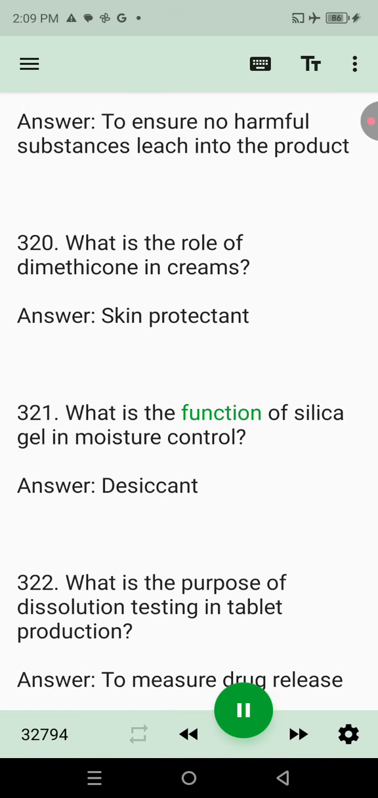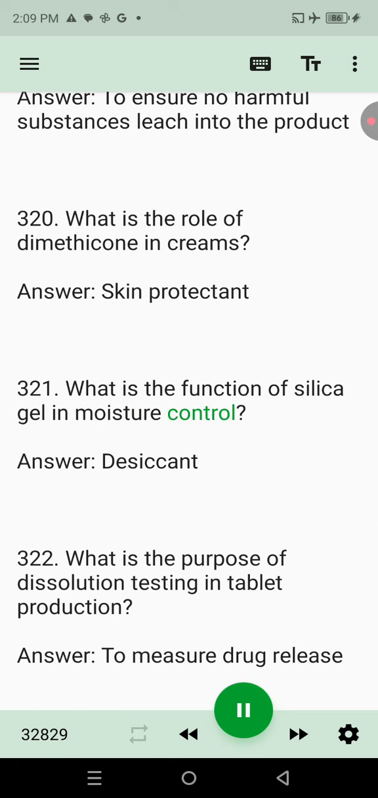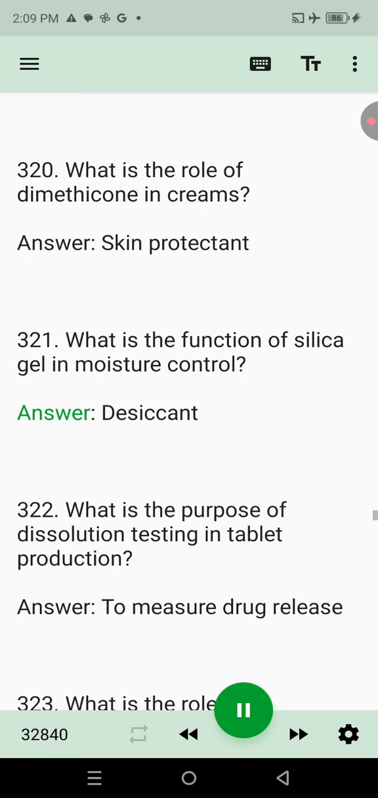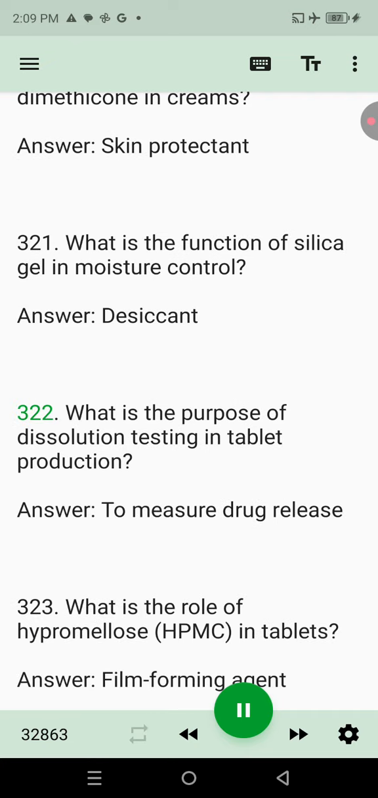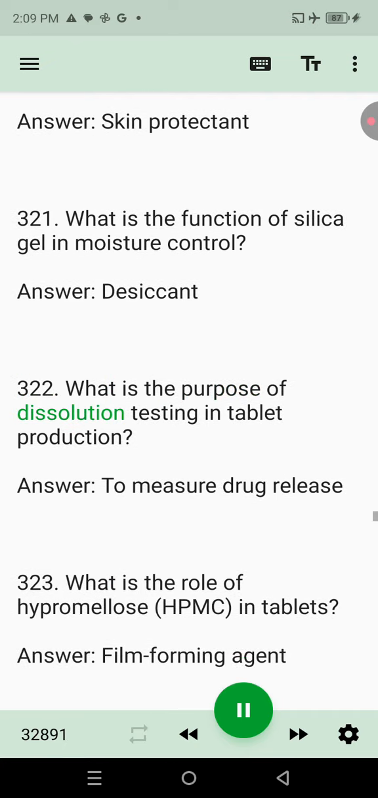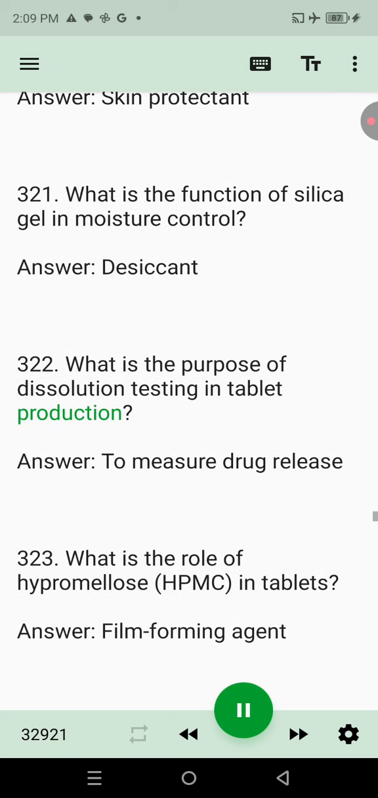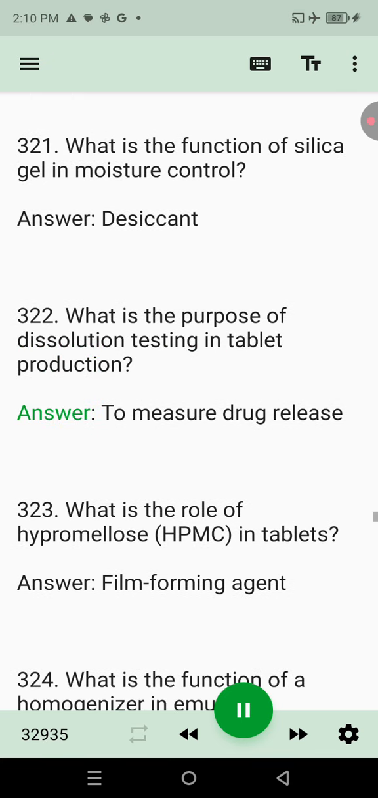321. What is the function of silica gel in moisture control? Answer: desiccant. 322. What is the purpose of dissolution testing in tablet production? Answer: to measure drug release.